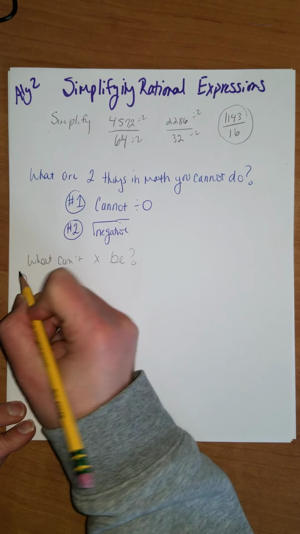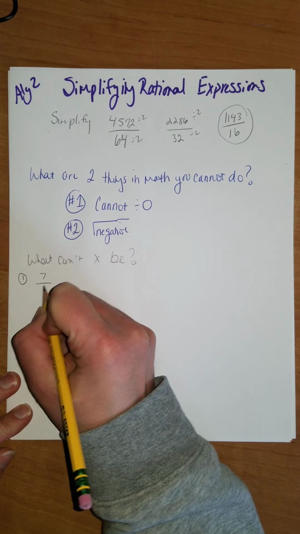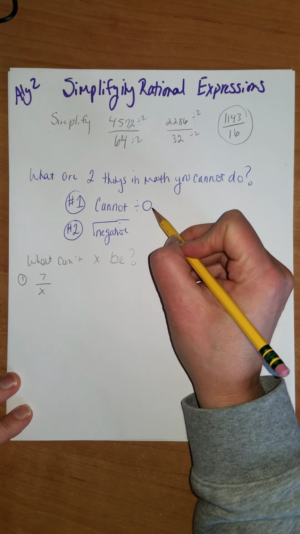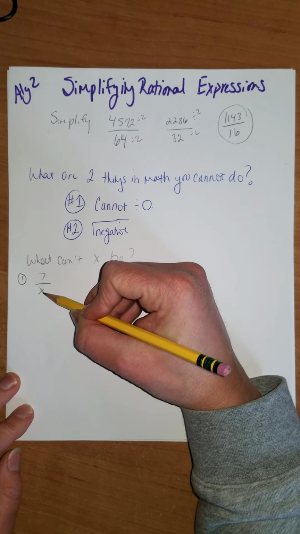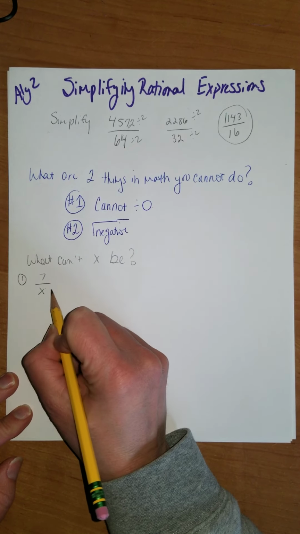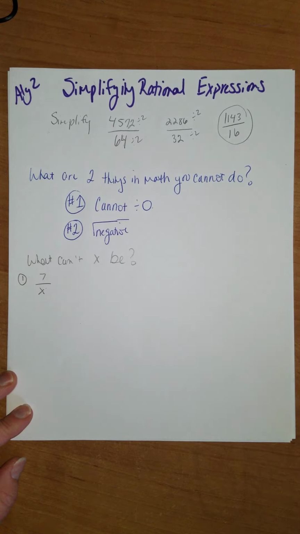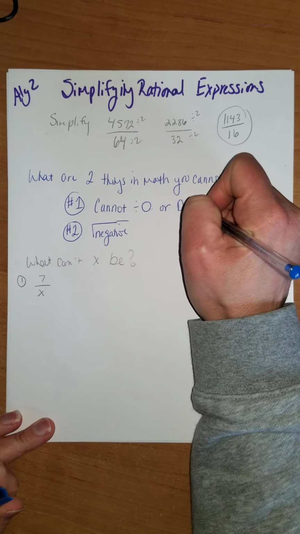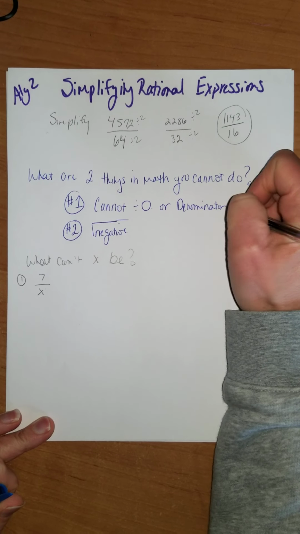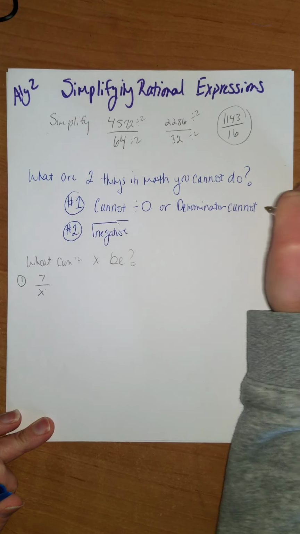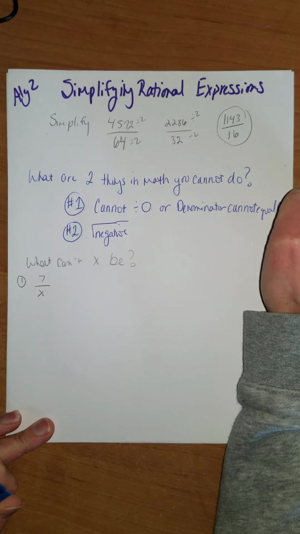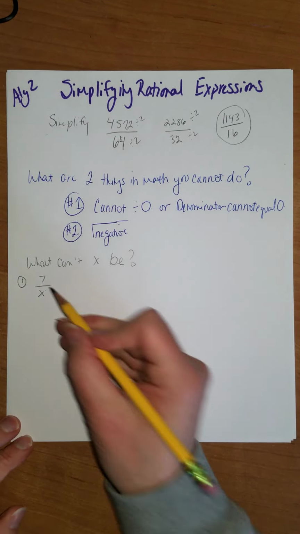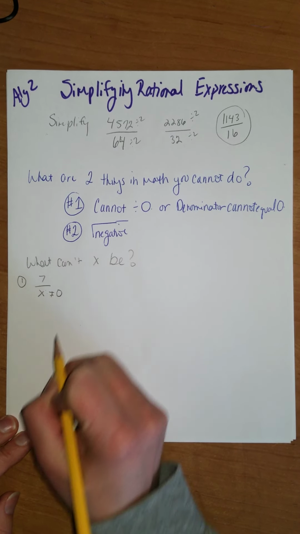So, in my next group of questions, my question is, what can't x be? All right, so here's my first one. My first one's 7 over x. What can't x be? Well, we said that you can't divide by 0, or you could say the denominator cannot equal 0. That means my denominator x cannot be equal to 0.